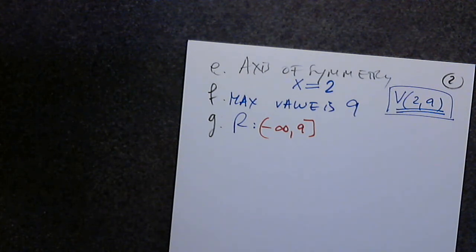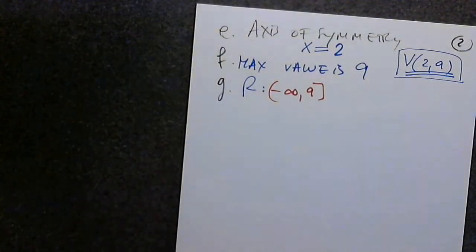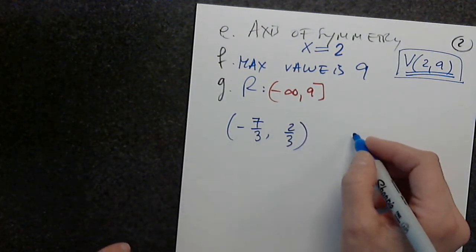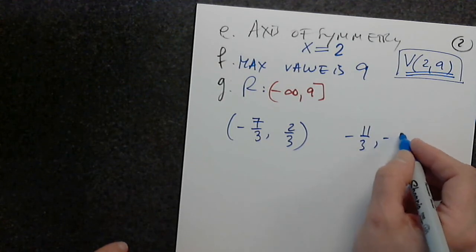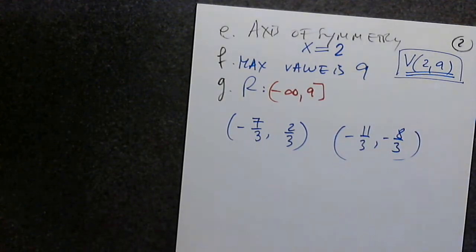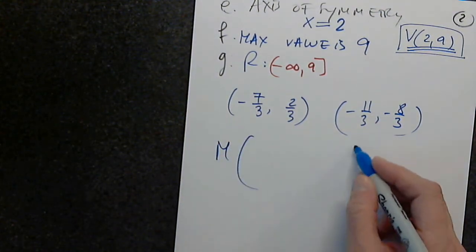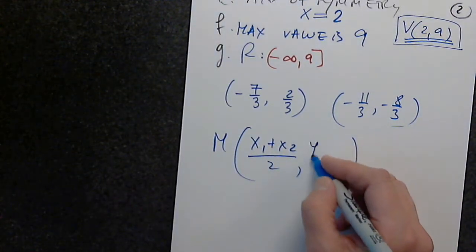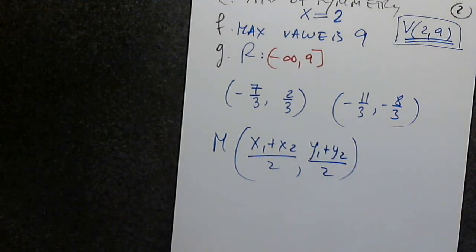Okay, perfect. So in this problem, we are asked to find the midpoint. We are given a very good problem. So we have -7 thirds, comma 2 thirds, and -11 thirds, comma -8 thirds. Excellent problem. We're not asked to find the distance. We are only asked to find the coordinates of the midpoint. Ready? Good. So the midpoint has the average of the x values and the average of the y values.